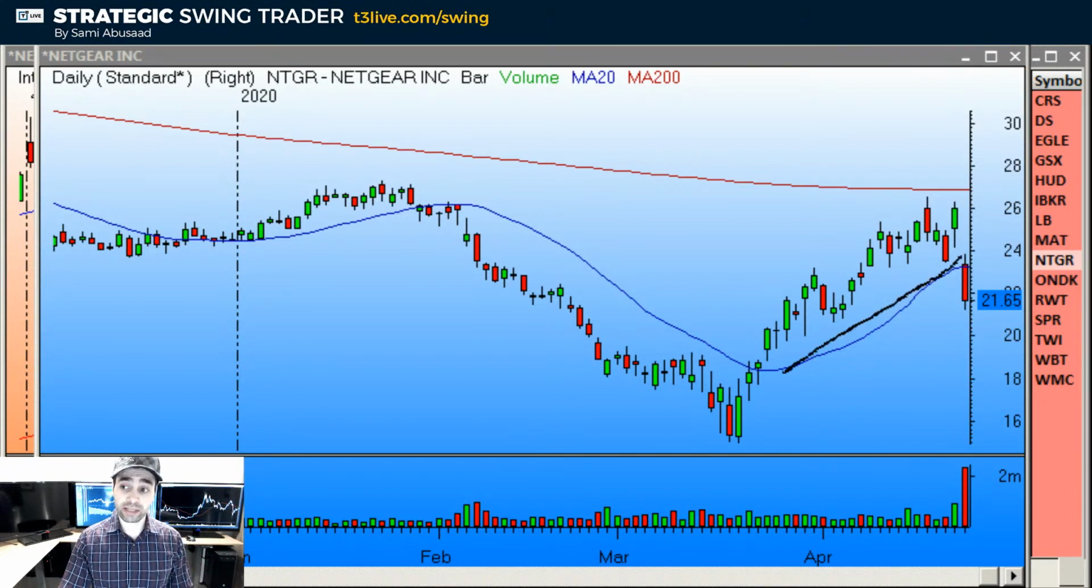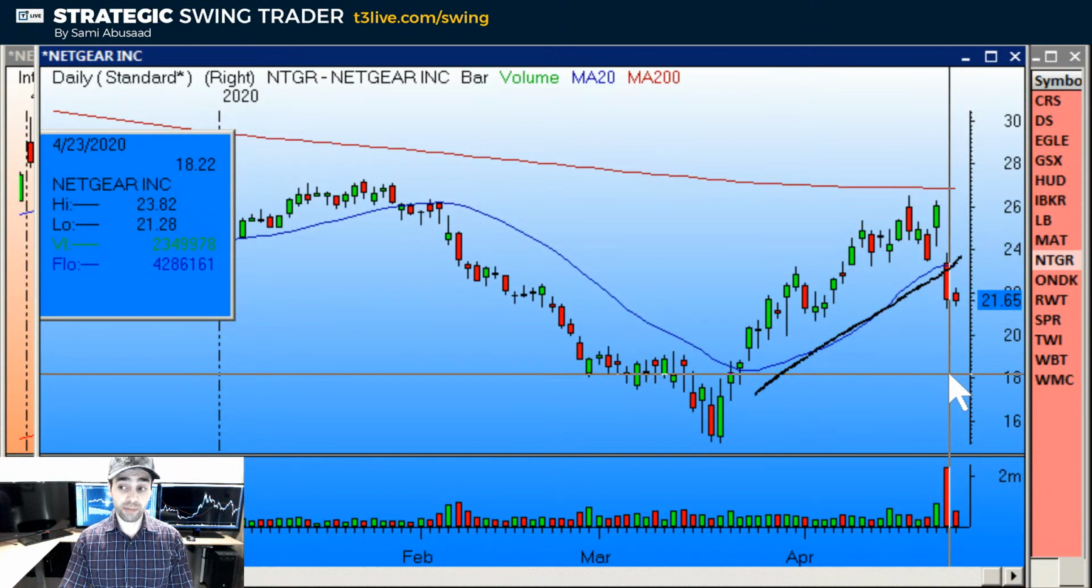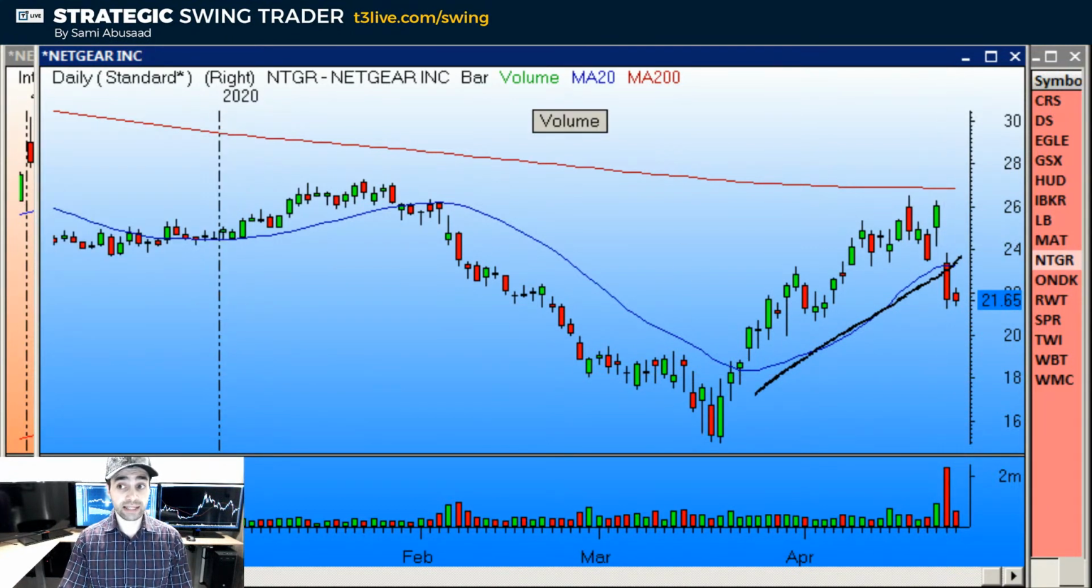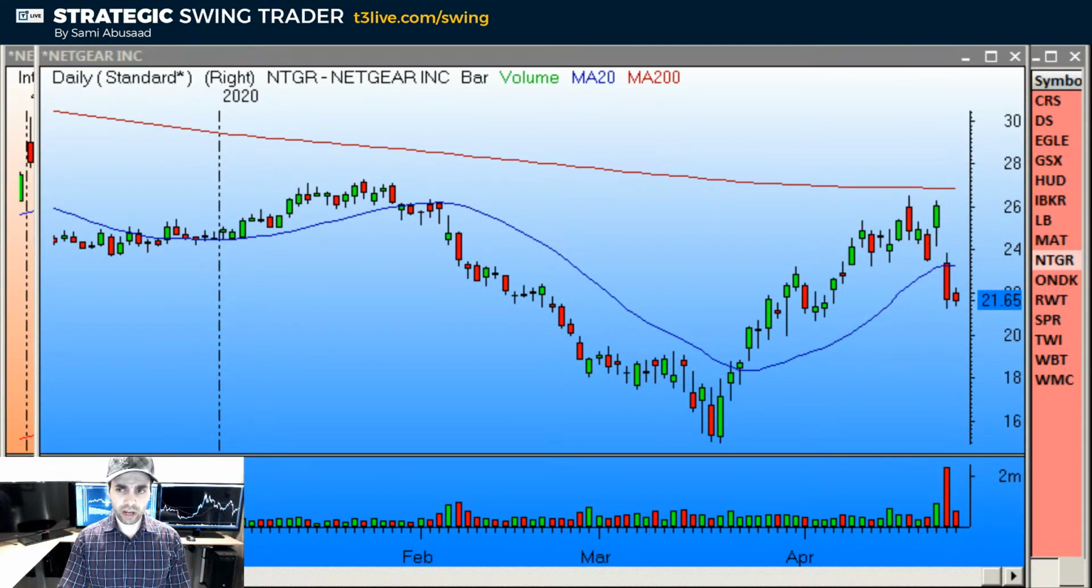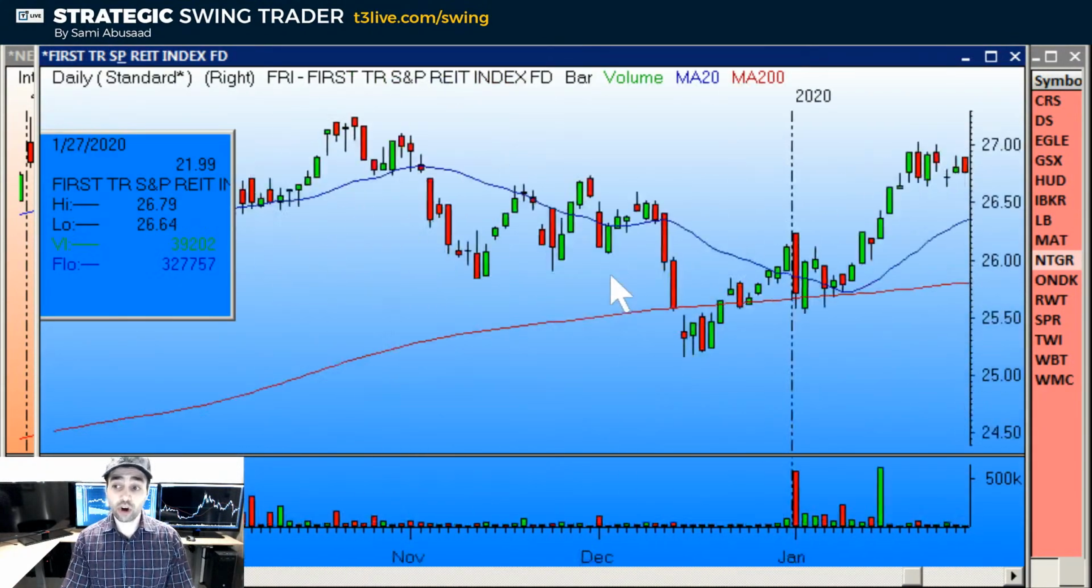And so now it kind of ended the uptrend. And so I like it as a 1, 2, 3 short to probably 18 bucks. Maybe it comes all the way back down to 16. The only thing I don't like about it is that 20 MA is not pointing down. I like the 1, 2, 3 patterns, any bearish pattern, when the 20 is already pointing down.